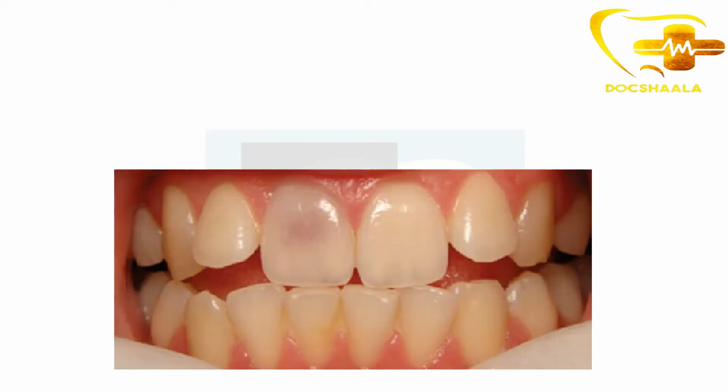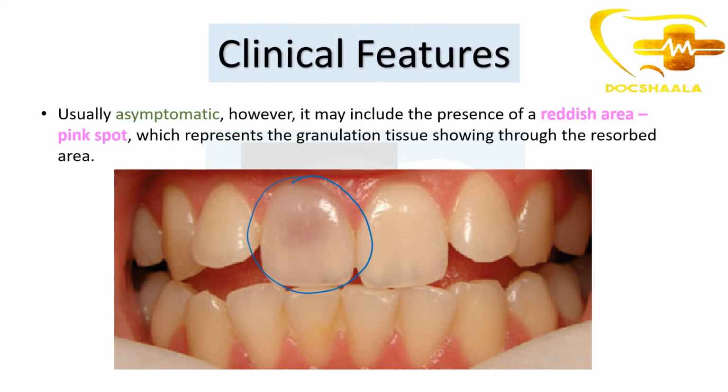So this is how a tooth with internal resorption looks. The clinical features are that it is usually asymptomatic and it may include the presence of a reddish area, a pink spot, as you can see in the image, which represents the granulation tissue showing through the resorbed area. The granulation tissue formed due to inflammation is showing through the resorbed area.